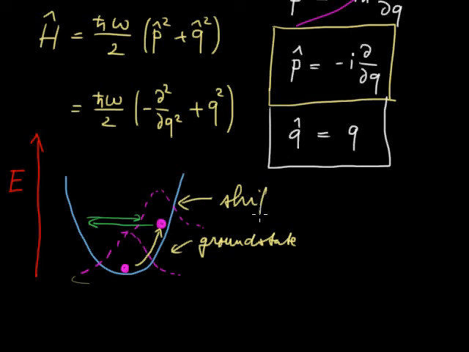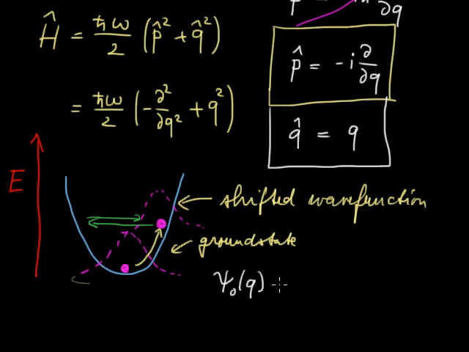I mean, to be more precise, we have some psi 0(q) here. This is the wave function of the ground state, and we want to shift it. So we want to make out of it psi 0(q minus q0), where q0 is this distance. So this is q equal to 0, and here we have the q0 shift.